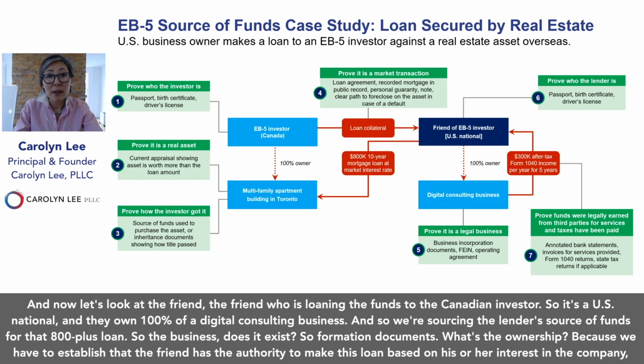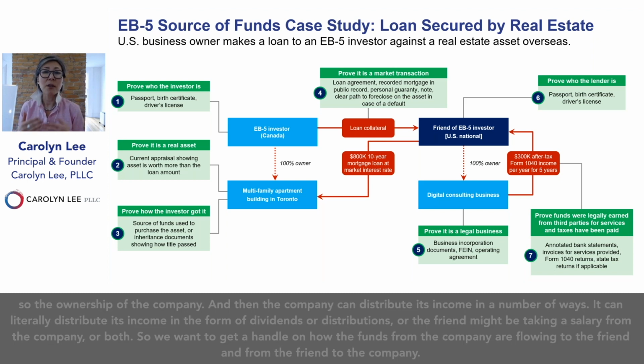And now let's look at the friend who is loaning the funds to the Canadian investor. So it's a U.S. national, and they own 100% of a digital consulting business. And so we're sourcing the lender's source of funds for that 800 plus loan. So the business, does it exist? Formation documents, what's the ownership? Because we have to establish that the friend has the authority to make this loan based on his or her interest in the company. So the ownership of the company.